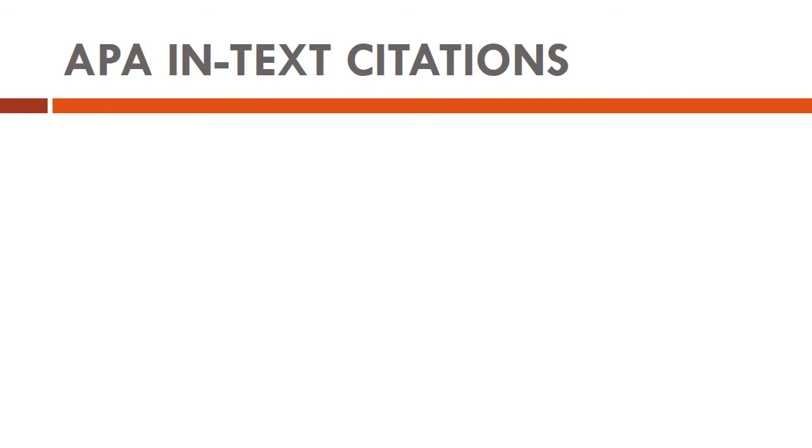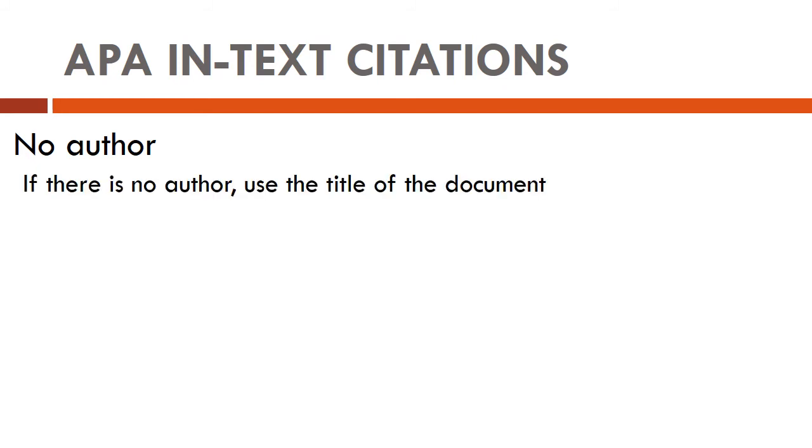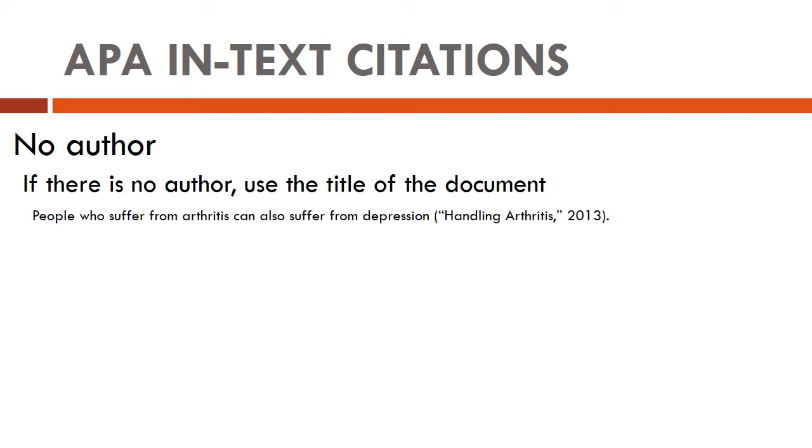There are some situations you might come across when you are writing when some of the information you need to do your in-text citation is not available. It's important that you know what to do if you are missing a piece of information. If you do not know the author's name, for example, if it's a government or an organization that has published the document, you're going to use the title of the document in the place of the author's name. So for example, people who suffer from arthritis can also suffer from depression. We don't know the author's name, so instead we put the title, Handling Arthritis, in the place of the author's name.